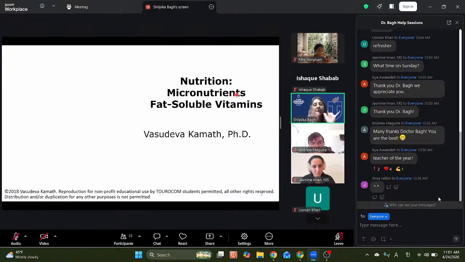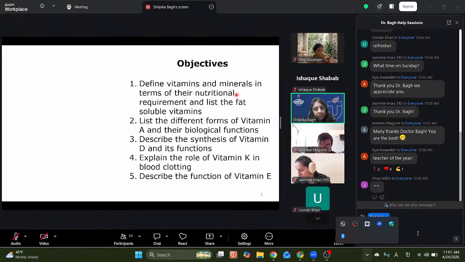A, D, E, K are fat-soluble vitamins. They need fat for absorption. In any case of fat malabsorption, cystic fibrosis, pancreatic insufficiency, these vitamins cannot be absorbed and may be deficient. Though these vitamins are more related to toxicity instead of deficiency, our lectures clearly give you deficiency.